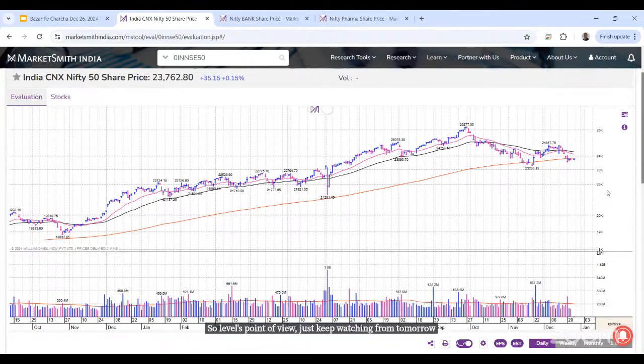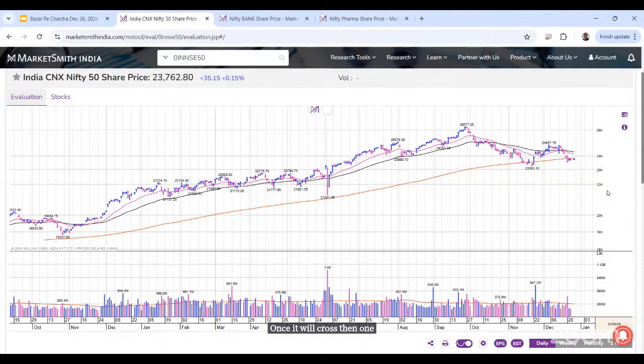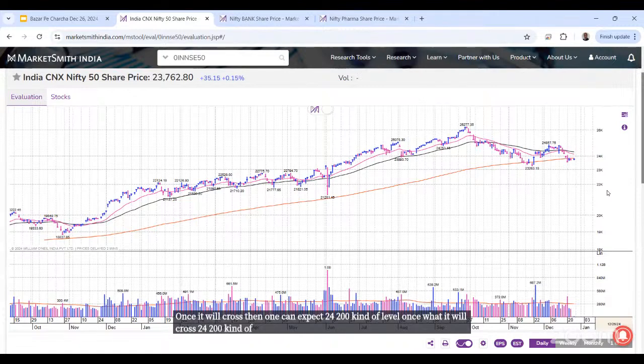I can say the immediate resistance is placed around 23,850, 23,900. Once it crosses, one can expect the 24,200 kind of level. Once it crosses 24,200, then one can expect 24,800, 900 level, and once it crosses 25,000, then we will consider a trend reversal. Otherwise, a sideways kind of trend.